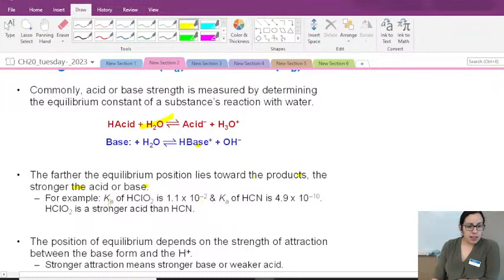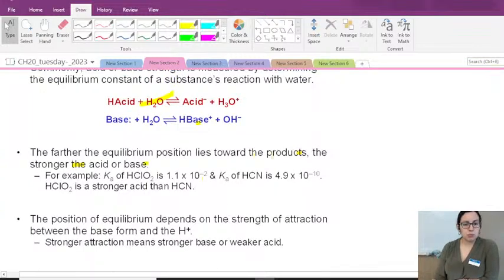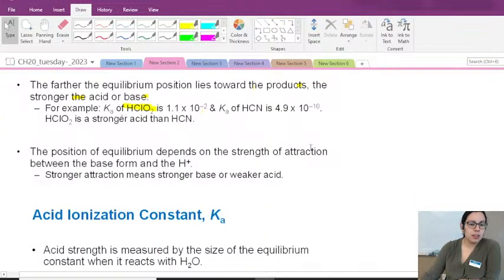If we have our Ka of, I think this is chlorous acid, 1.1 times 10 to the negative 2, and the Ka of HCN, hydrogen cyanide, is 4.9 times 10 to the negative 10. Notice this is a much smaller number, so that means the chlorous acid is stronger, just based off our equilibrium constant. The position of equilibrium depends on the strength of attraction between the base form and the H+ form.